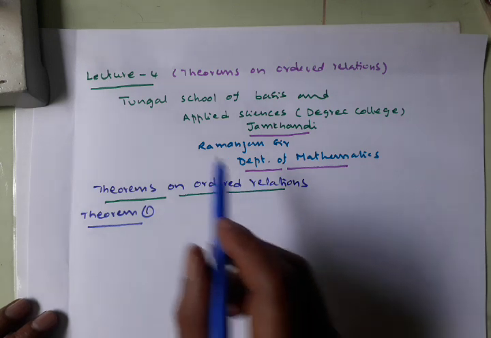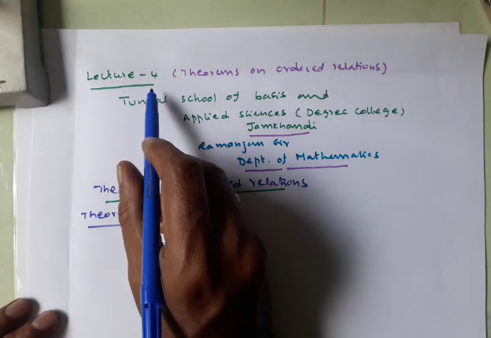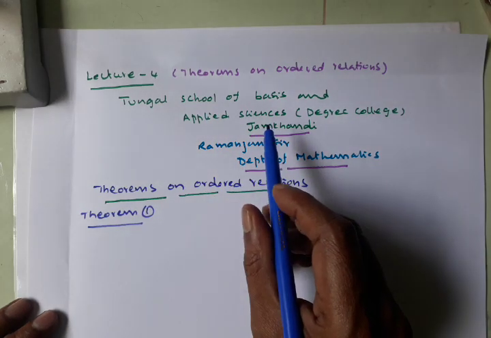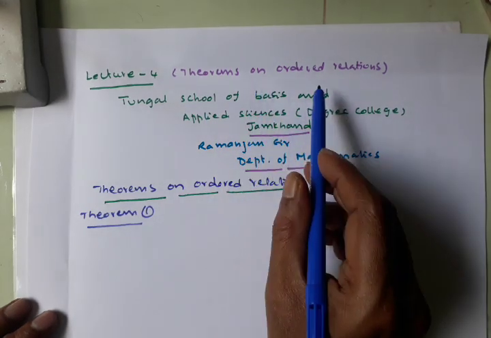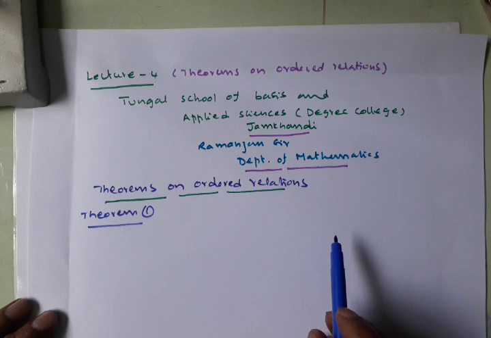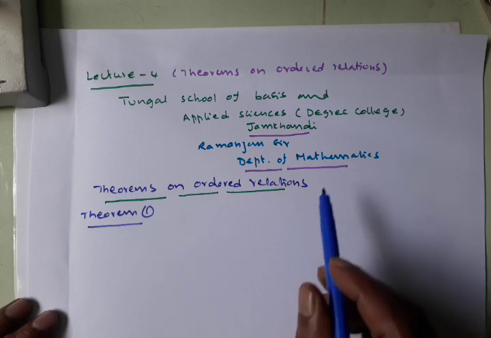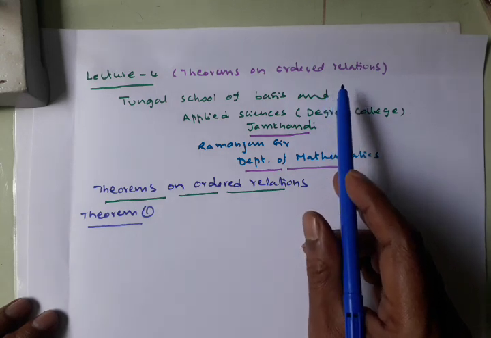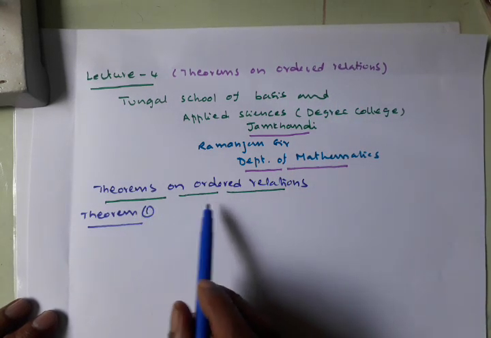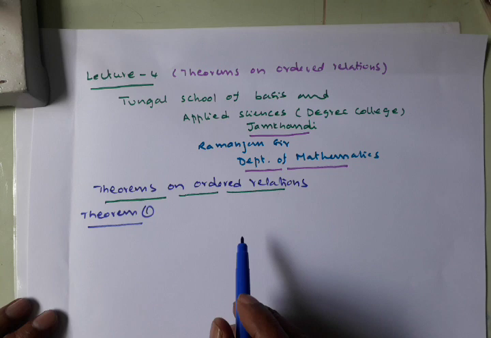Let us discuss lecture 4, theorems on ordered relations. As we discussed in the last class, lecture 3, the order relations in R, we now have a few theorems to be discussed on order relations. So, theorems on ordered relations.